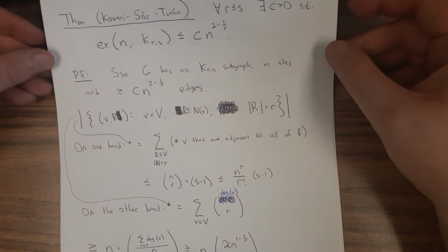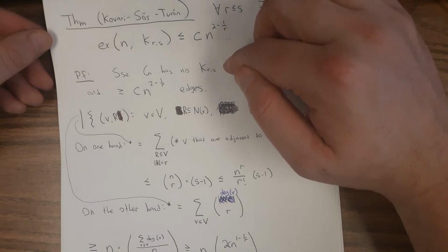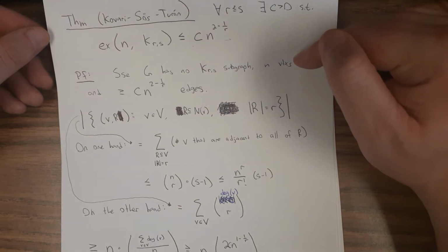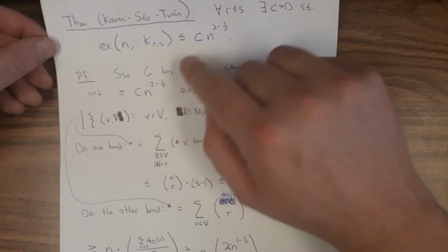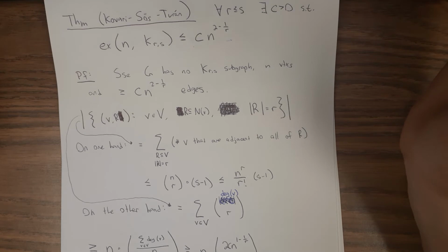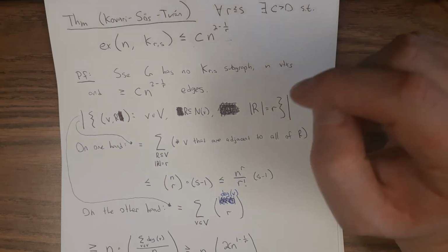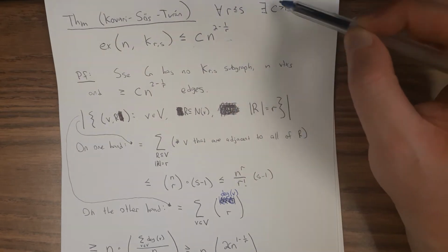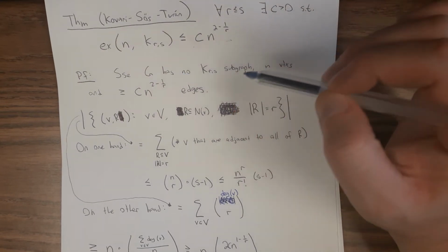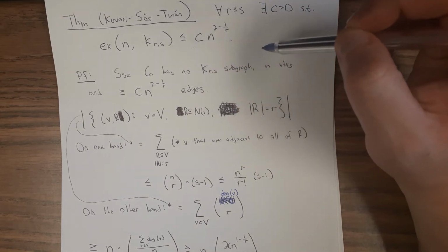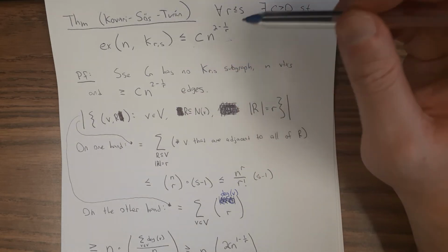Suppose G has no subgraph K_{r,s}, and it has n vertices, and it has more than this many edges. And this is setting up a proof by contradiction. Of course, we haven't really said what C is yet, but as long as we can show that there exists a C where we get a contradiction, then that'll be good enough. So here's our setup for proof by contradiction.